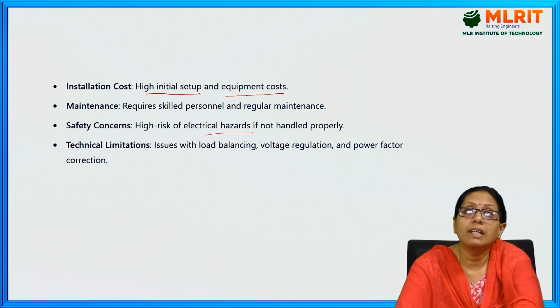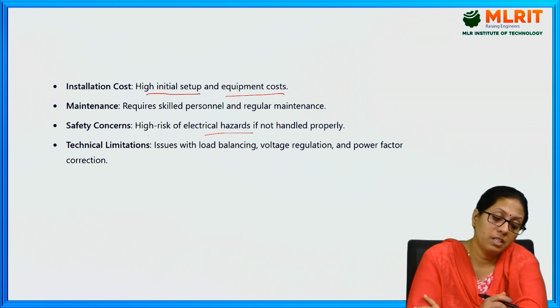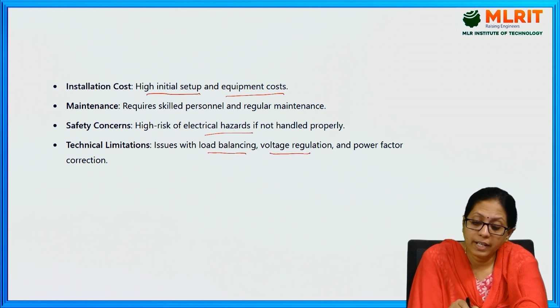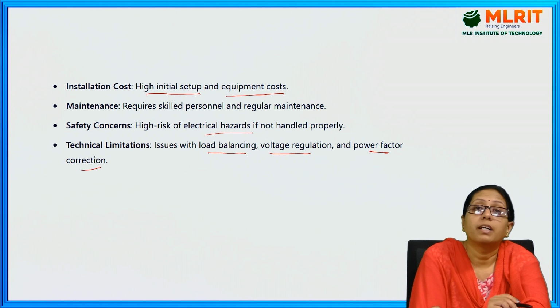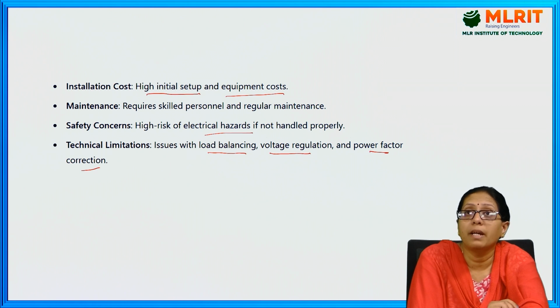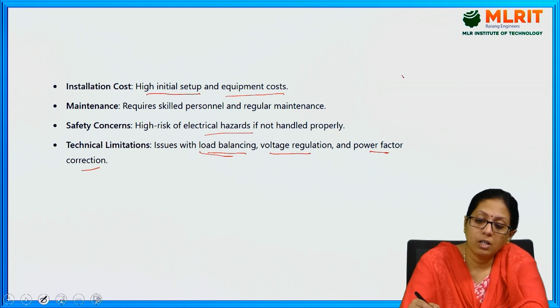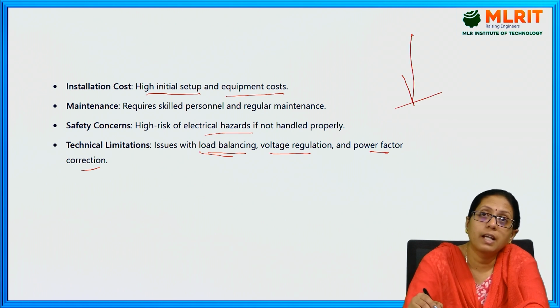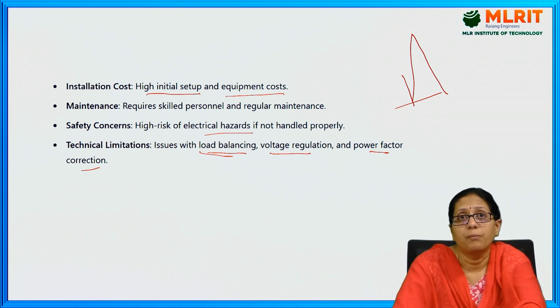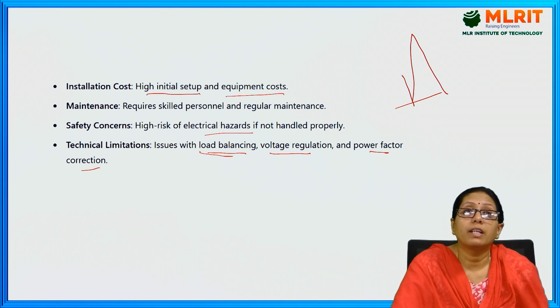Next one is technical limitations. Technical limitations, that is issues with load balancing, voltage regulation and power factor correction. So proper power factor correction should be done. Voltage regulation, that is voltage levels should be maintained properly, and load balancing, the load should not increase at a time or reduce in a short duration of time. So the load should be balanced properly. So these are the different types of technical limitations also.